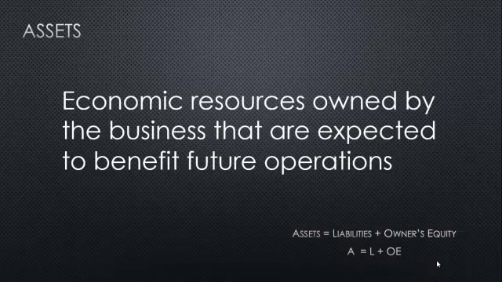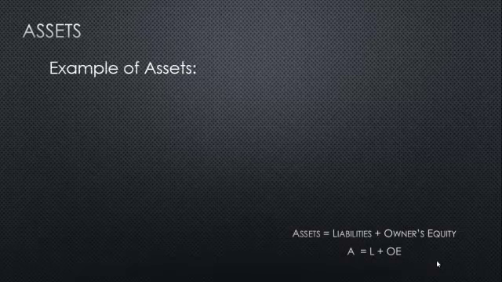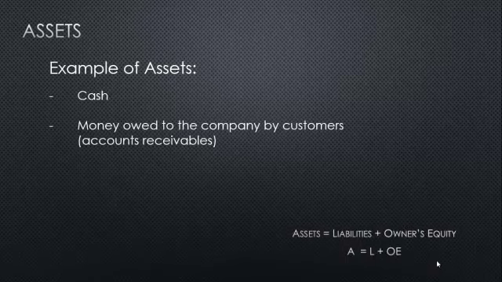Okay? So here are some examples of assets. We've got cash, because those are typically owned by the business and could benefit the business in the future. We've got money owed to the company by customers, so we call that accounts receivable. Remember, if customers owe you, you still eventually hope to receive that money, and once you receive that money, then you can use that money. Another example of assets is land. So we expect that maybe they're going to build a building on top of that land.